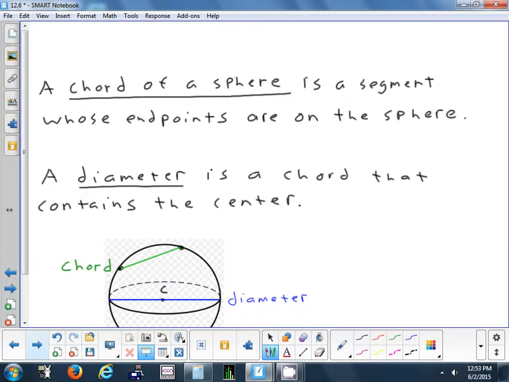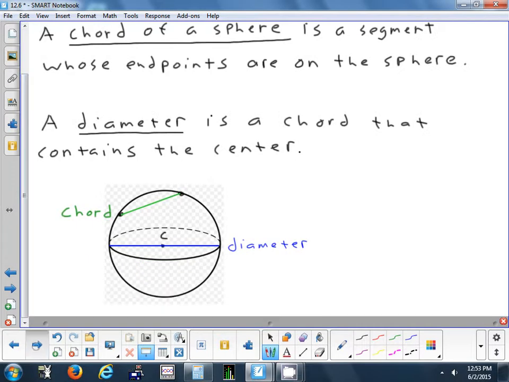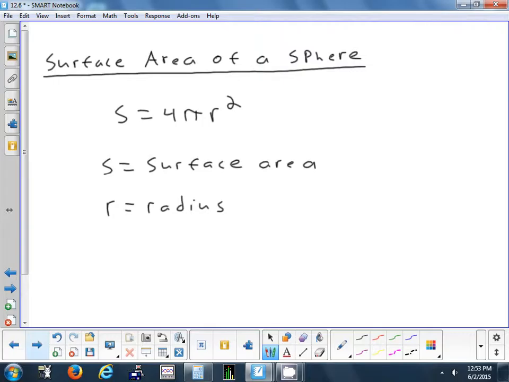Any questions on the definition of a chord or a diameter? Okay, how many diameters can you have in a sphere? Two, one, three, infinite. Infinite, right? We just said a diameter is a chord. Somebody just asked me, how many chords are there in a sphere? I said infinitely many. So there's infinitely many diameters in a sphere. Any line that goes right through the center. So any segment goes through the center.